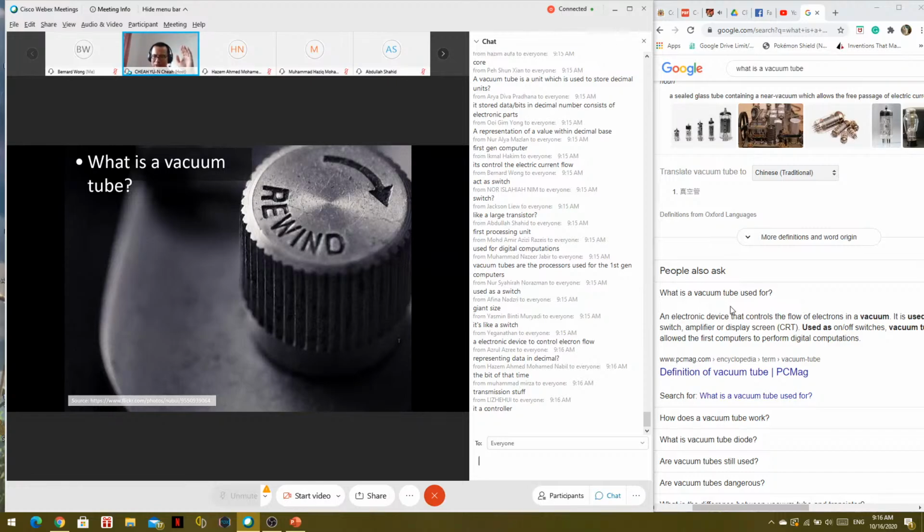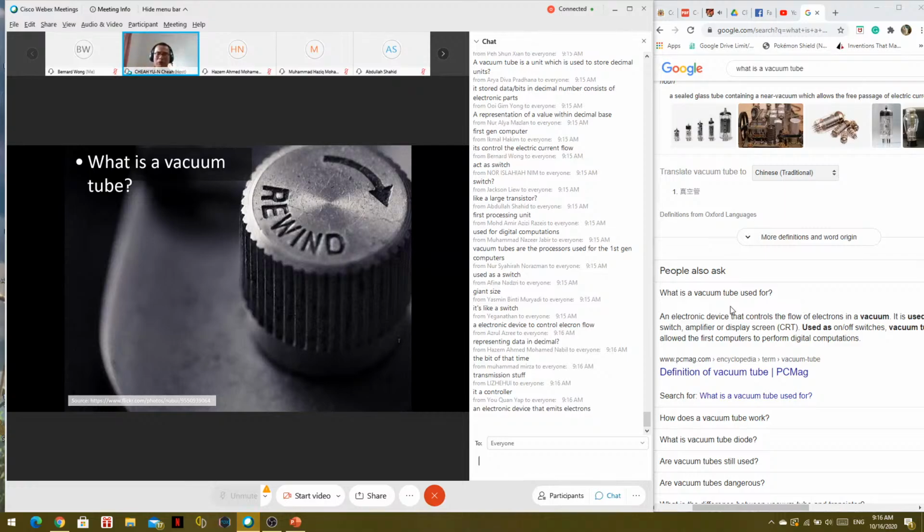Used for digital computation. Yes, when you connect many of them together, it produces a result. Right, like a switch. The bit of that time. So how do we store a bit? That was how the vacuum tube was functioning. The vacuum tube allows the flow of current one way. So if the current can flow, it means on or off. When it's on or off, it's either 0 or 1, and that represents the bit.